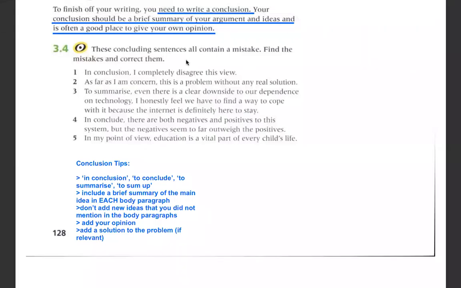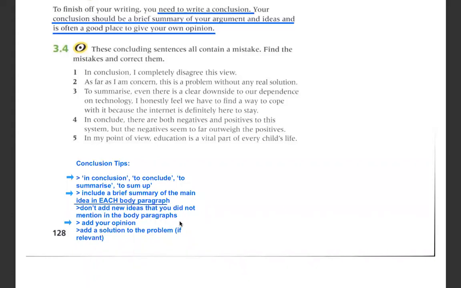So the first tip is that you should use a phrase like in conclusion, to conclude, to summarize, to sum up, as far as I'm concerned, in my view. In my view is more for an opinion, okay? So we start with one of these phrases. The next thing we do is include a brief summary of the main idea in each body paragraph. So in each body paragraph is important. So you say to conclude, then you sum up the ideas of paragraph body 1 and body 2.